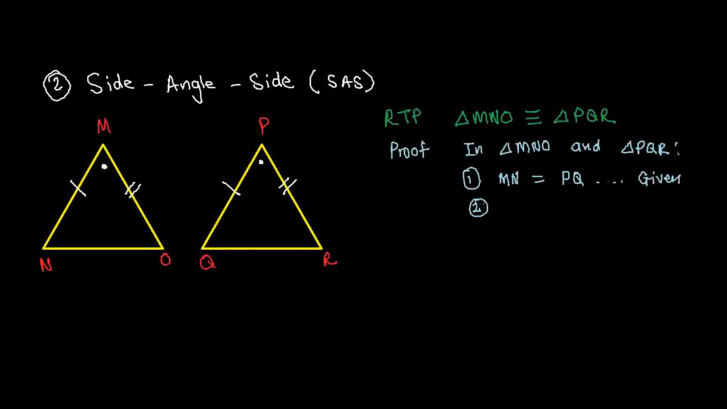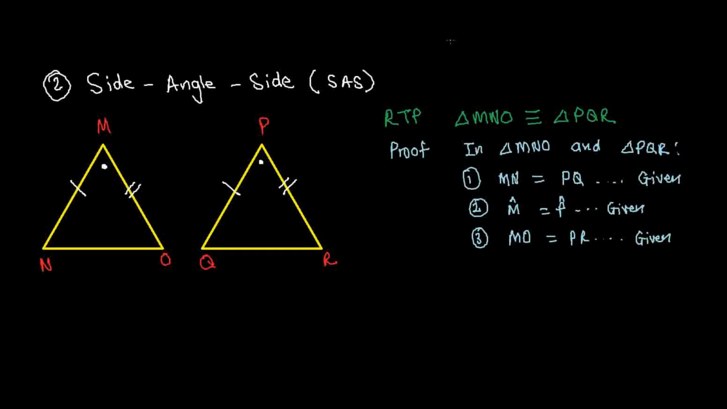The second point is the corresponding angles are equal, that angle M is equal to angle P. And again, that is given. It's given on the diagram itself in the triangles. And the last point of evidence, I can see that side MO is equal to PR, and it is also given or marked on the diagram.